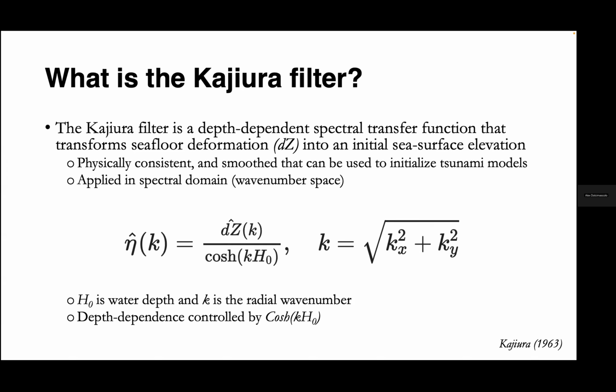And so this transformation is performed in the spectral domain where each wave number component is scaled by a factor that depends on the water depth. And on the equation that I'm showing here, the relationship is governed by this hyperbolic cosine term where wave number k represents the spatial scale of the deformation and h naught is the representative initial water depth. And this formulation provides a simple way to account for the finite depth of the ocean when translating that seafloor motion into the sea surface elevation.